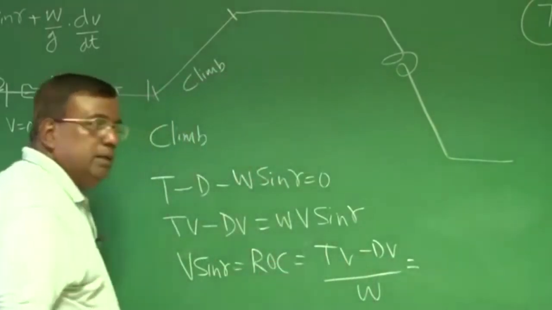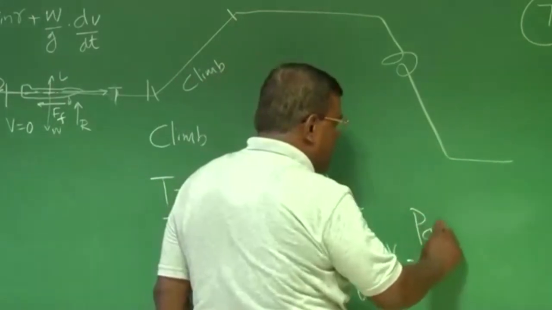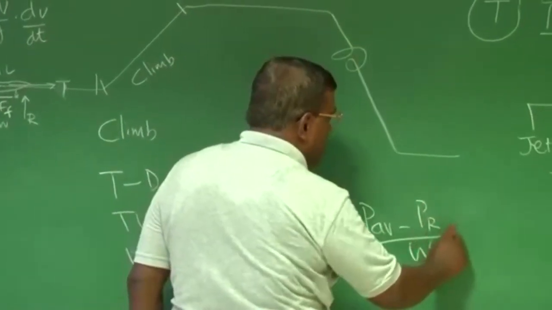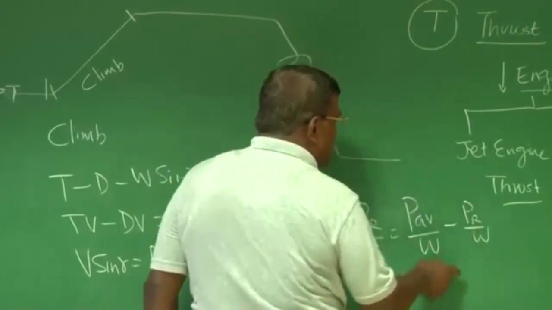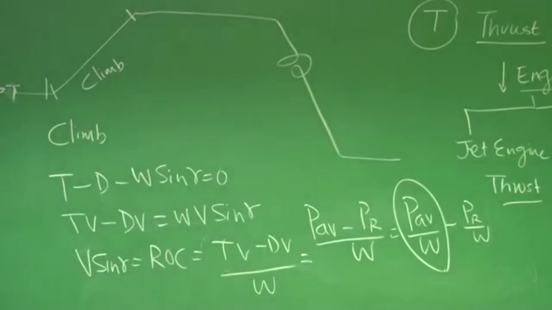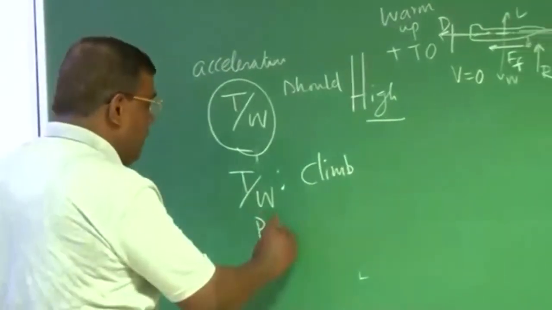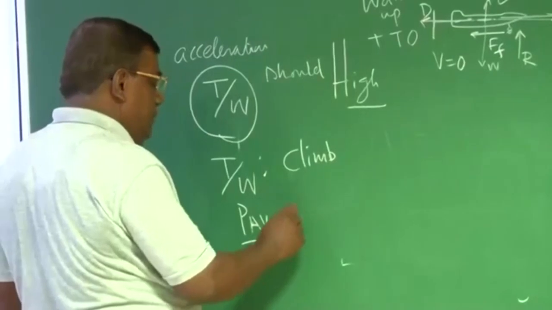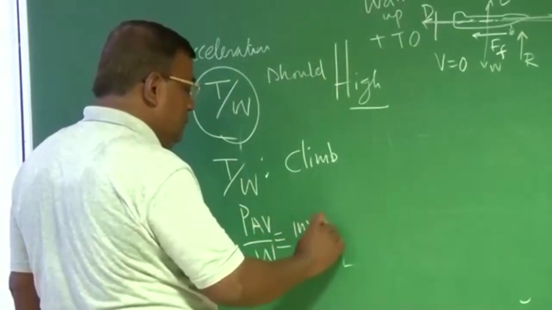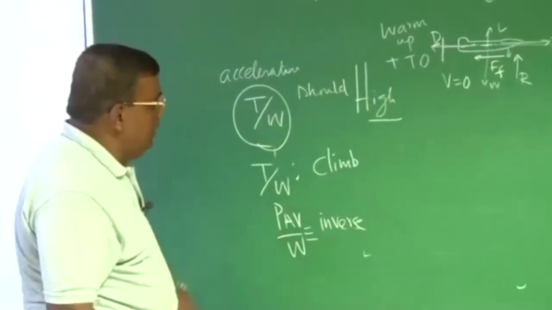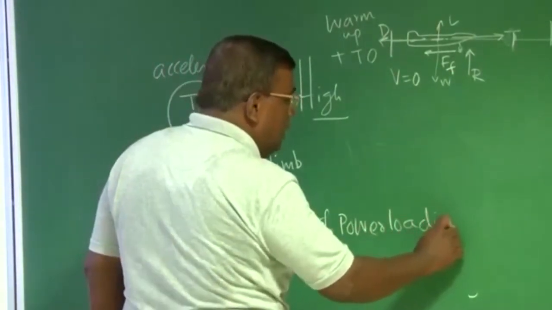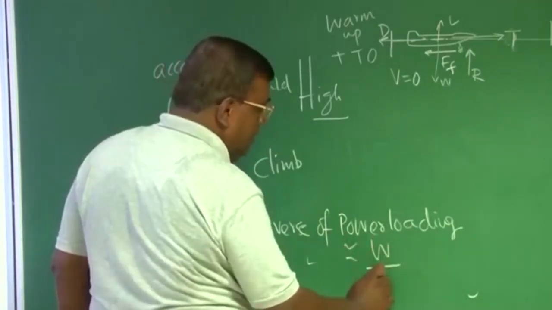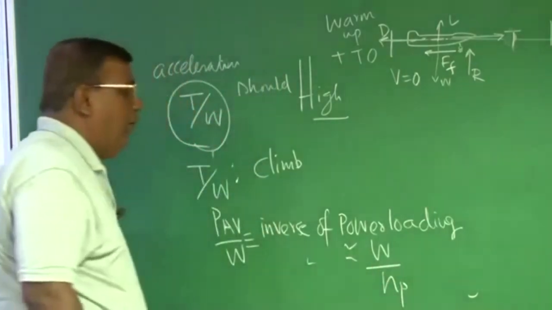And TV is nothing but power available. So rate of climb is power available minus power required by W, which I can write as power available from the engine by W minus power required by W. So this power available by W is closely related to power loading. Power available by W is basically the inverse of power loading, which is given by W by horsepower, that is the power available.